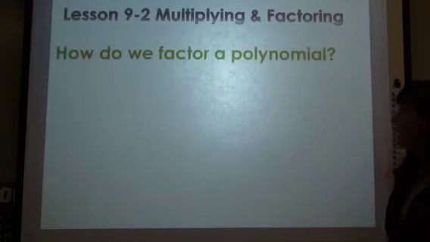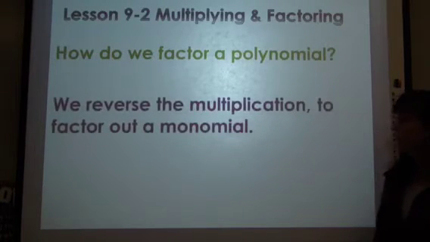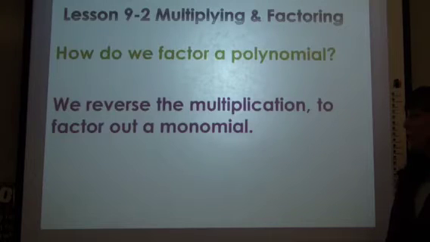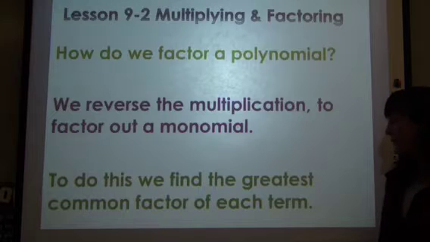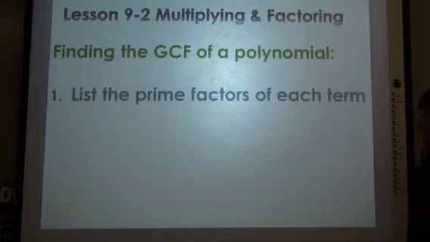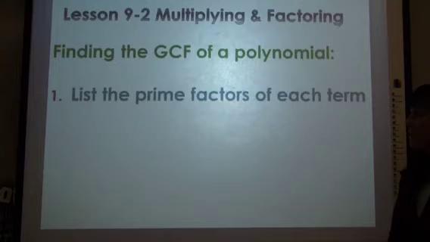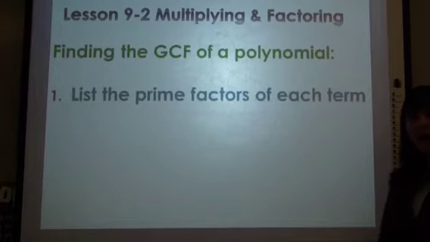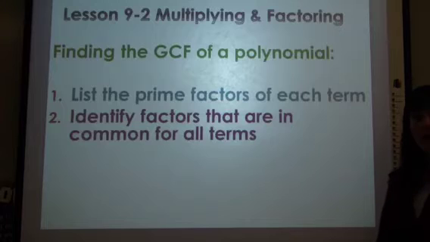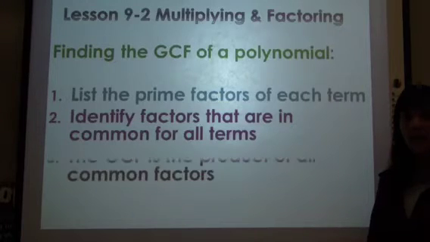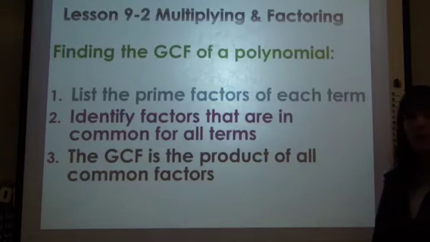How do we factor a polynomial? Basically, it's the reverse of multiplication: to factor a monomial out of the polynomial. And to do this, we're going to find the greatest common factor by using primes. To find the greatest common factor of a polynomial, the first step is to list the prime factors of each term. Identify which factors they have in common, and then multiply them together to get your greatest common factor.